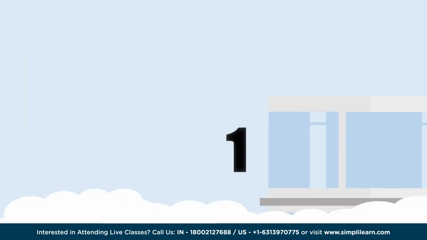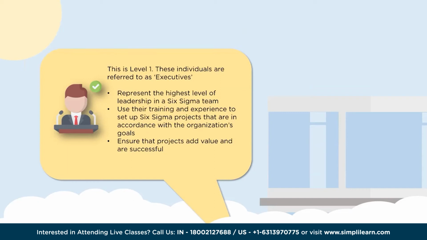And finally, we're at level 1. These are the executives. Now these individuals represent the highest level when it comes to a Six Sigma team. They have training as well as experience through which they can set up Six Sigma projects that clearly line up with the company's goals. Their main emphasis is to ensure that the project is able to add value to the organization and at the end of the day is successful.